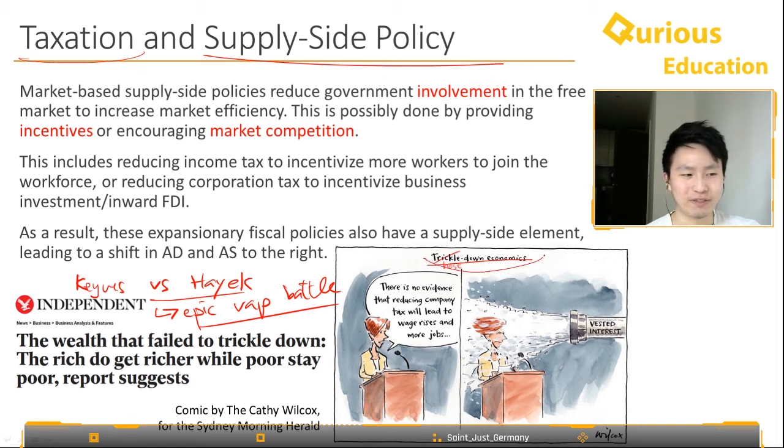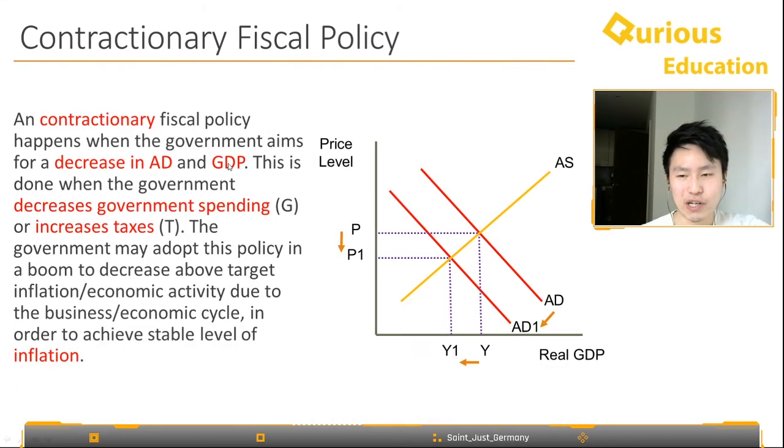What trickle-down economics supposedly says is that if the rich get richer, then the poor would get richer as well because the rich would spend more. But it doesn't necessarily work. Or if we reduce taxes on businesses, then people would get richer and they would spend or invest more. But as we can see in this comic, there's no evidence that reducing company tax would lead to wage rises and more jobs. But then we've got vested interests that are changing the opinion of politicians.